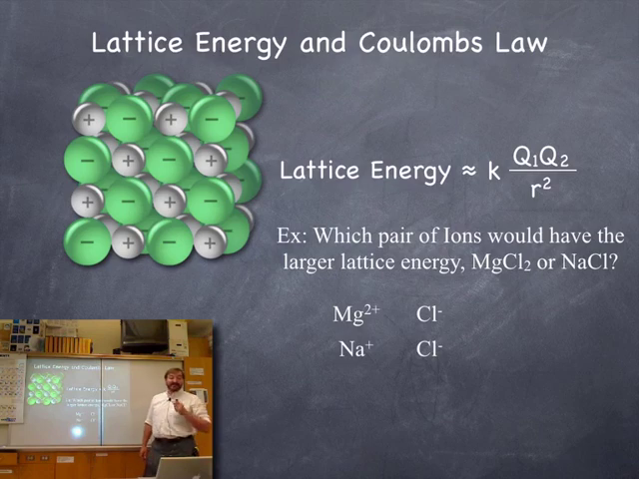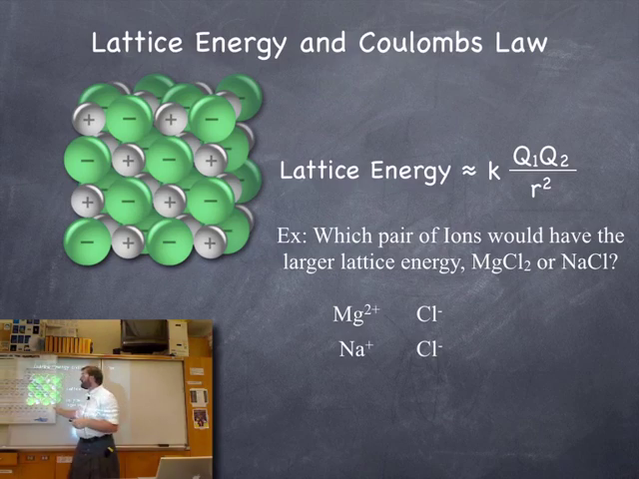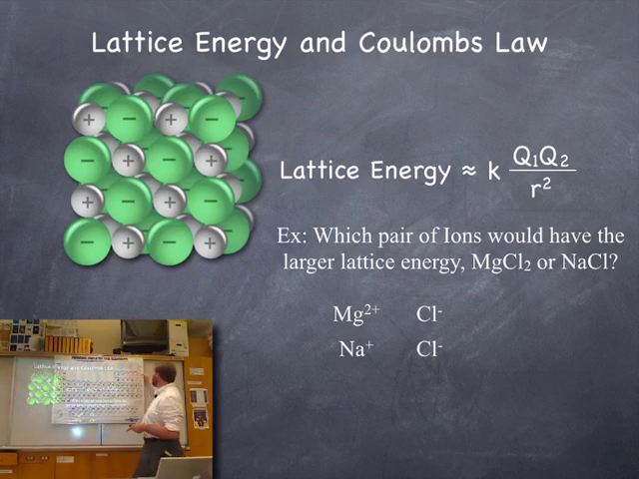Now, what about size? Which one's going to be larger? Sodium or magnesium? Sodium will be larger, chlorines will be the same. Why is sodium larger? Less protons in the nucleus. They both have the exact same electron configuration. They both have the same electron configuration because magnesium's lost 2, sodium's lost 1.